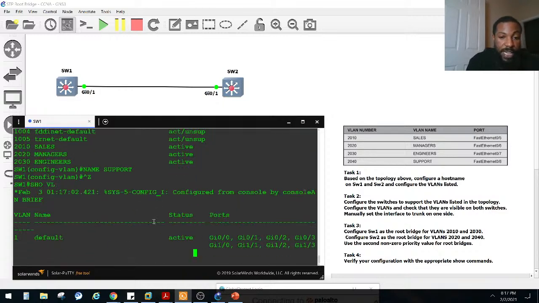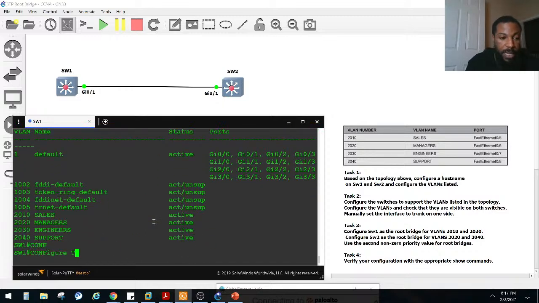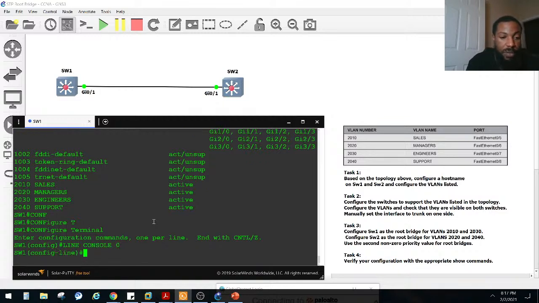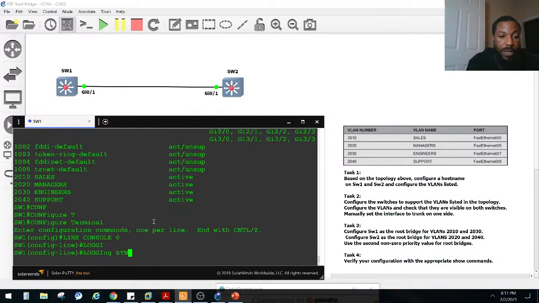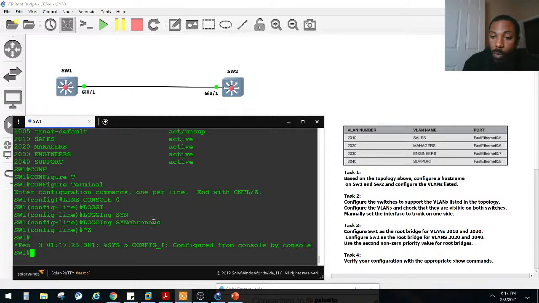I want to get that login console message out of the way. I hate that. Let's just do line console. What I want to do is make sure it doesn't break my typing. So we do logging synchronous. I forgot about that command. What else we need to do?